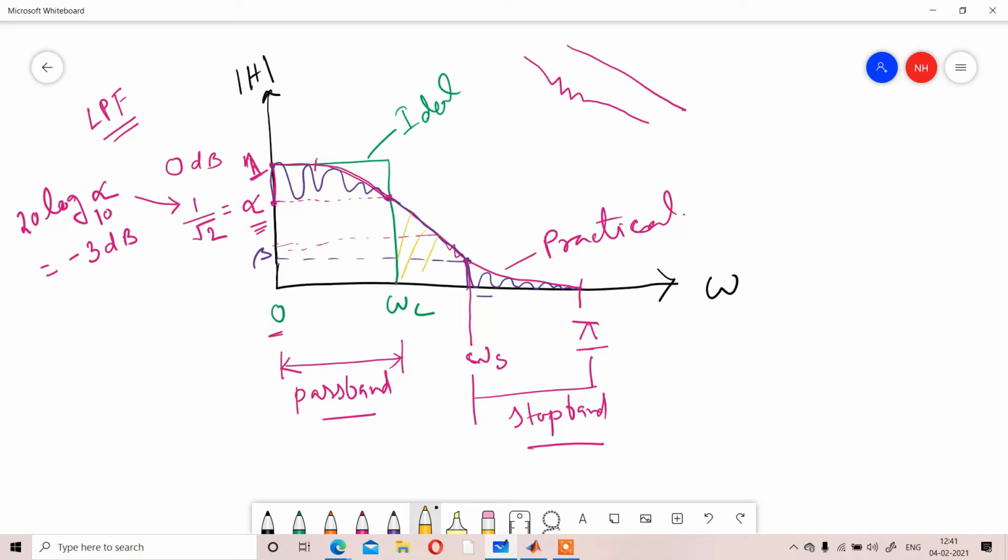That range, the yellow shaded range, is called the transition band. Transition band means it is in transit. It means that for that part we need to choose whether we will consider it within the pass band or in the stop band. That you have to consider.